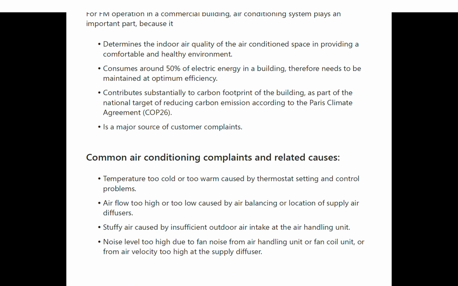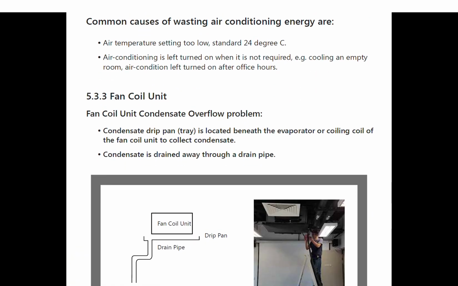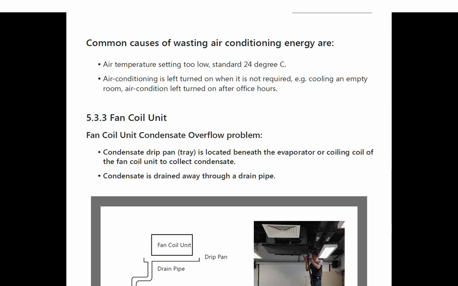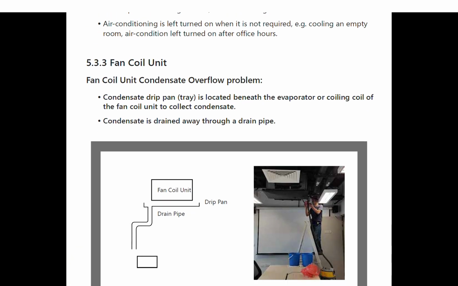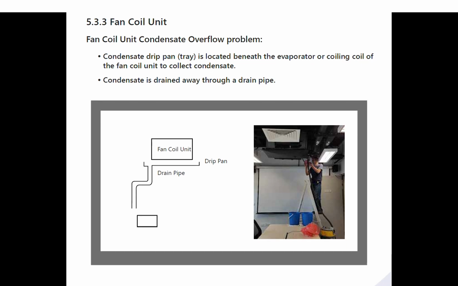Yeah, a lot of common air conditioning problems could be too cold, too hot, airflow too high, a supply diffuser not working, etc. And then sometimes there's insufficient outdoor air, and noise level is also part of it. Yeah. So for the fan coil unit, you can deal with overflow problems where there are leakages. So this is a kind of leaking pipe.